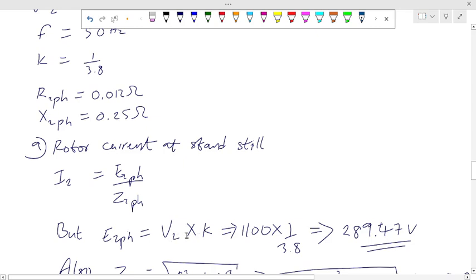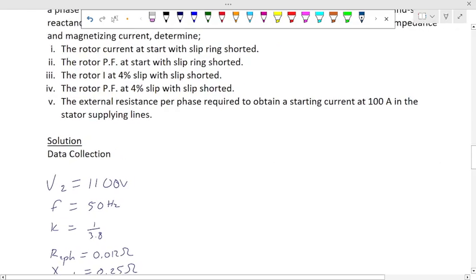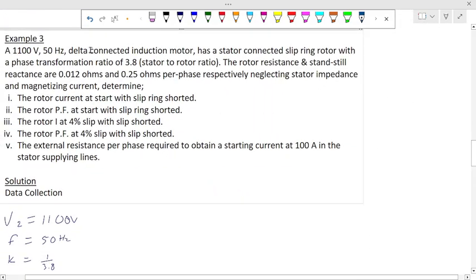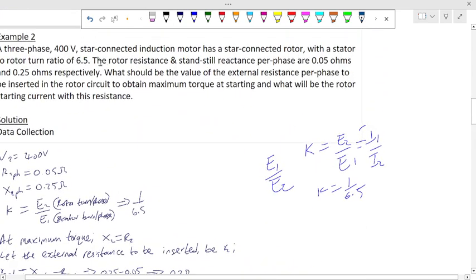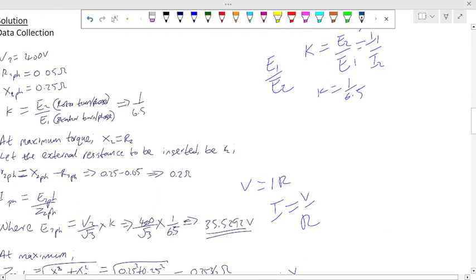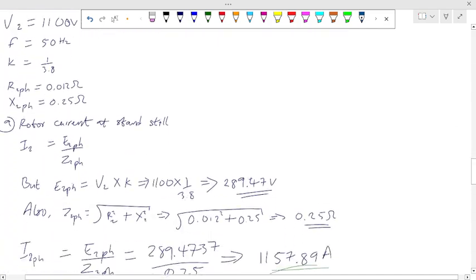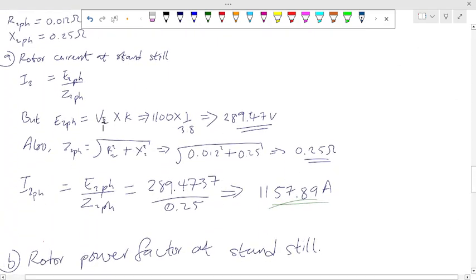Note that in this case we did not divide by root 3. Why? That's because this is delta connected. For star connected, we have to divide by root 3 to get a single phase. But for delta connected, the voltage in the 3 phase is the same as the voltage in each phase. So that's why we do not divide by root 3 here. Multiplying the voltage by the transformation ratio K will give us the E2.